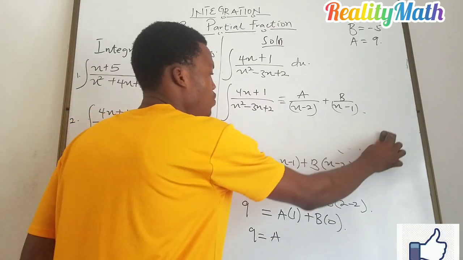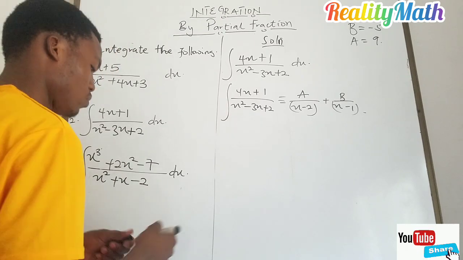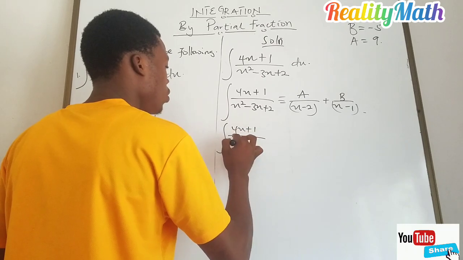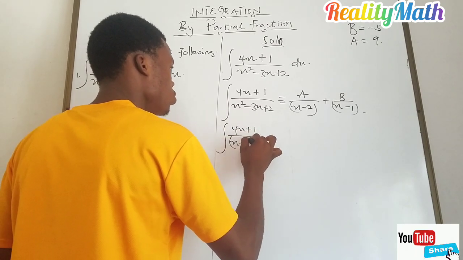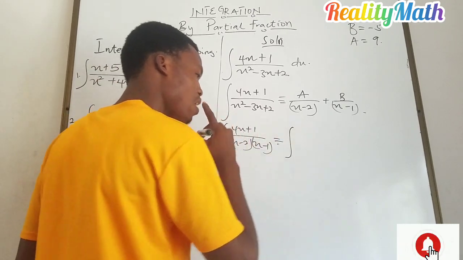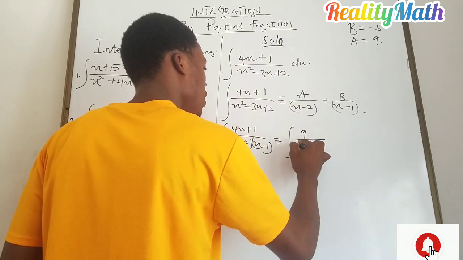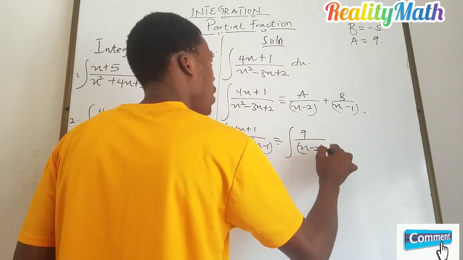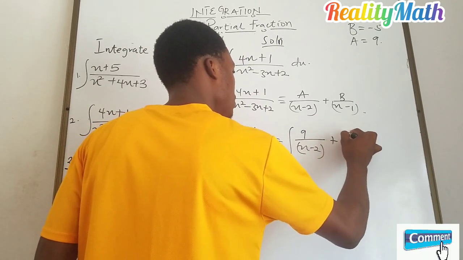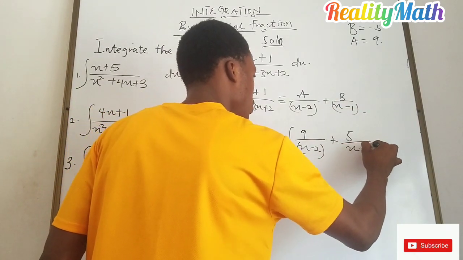So we can now have our integral written as the integral of 4x plus 1 all over x minus 2 times x minus 1, which is now equal to the integral of a, which is 9, so we are having 9 over x minus 2. My b is what? Minus 5. So minus 5, all right? Let me put plus 5 all over x minus 1.